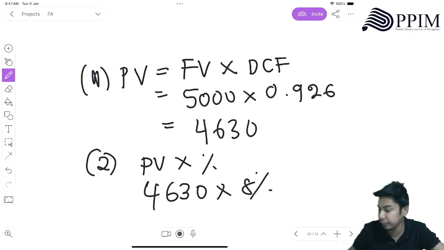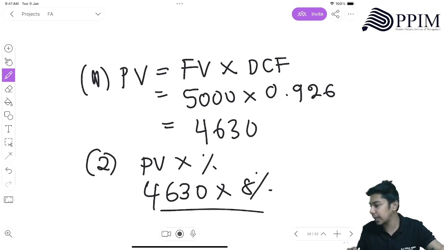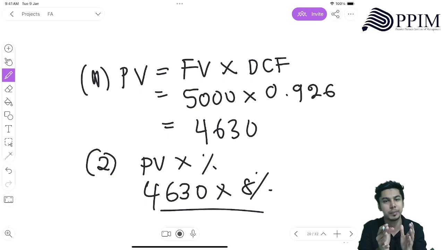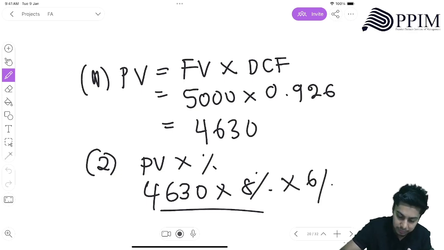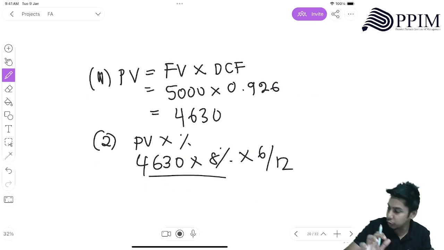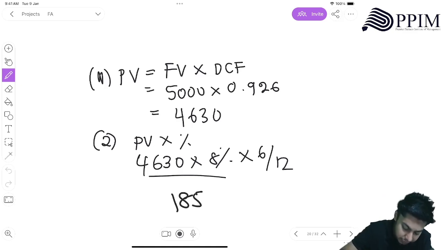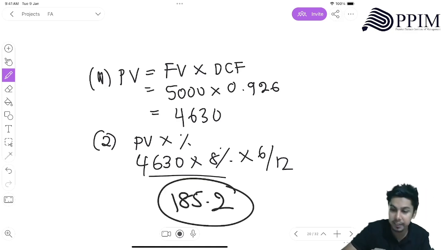But guys, you have to be careful. How many months of the subsidiary are we looking at over here? 6 months. Because when you do this part, you get the answer for 1 year, right? But the subsidiary is not for 1 year, guys. Subsidiary is only for 6 months. So therefore, you have to multiply this by 6 over 12. Check and see, guys, what will be the answer in that case? 185.2. So guys, shall we take it as 185?